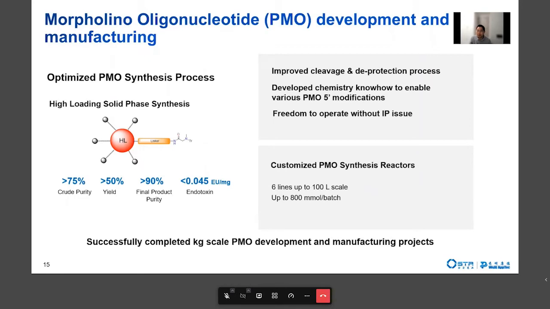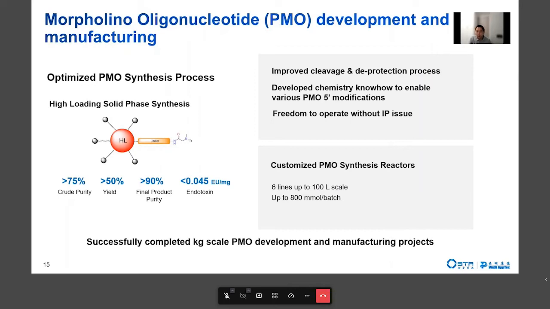We developed several types of linkers at the 5' end to provide clients with more options for further 5' modification. In addition, we used monomers with alternative protection groups and developed comparable cleavage and deprotection processes to circumvent the IP issue in this area, so that we can work with anybody in the industry without worry of IP infringement.